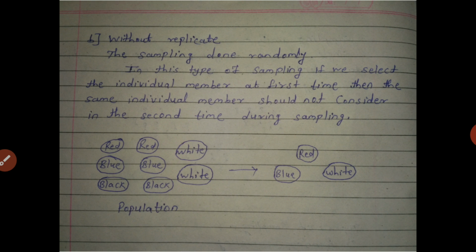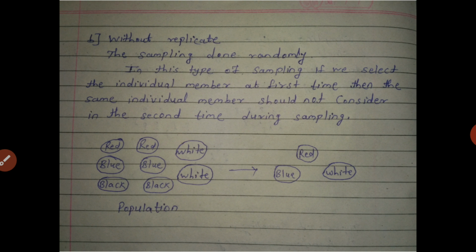The second type of random sampling is without replacement. In this case, it is the exact opposite of sampling with replacement. The sampling is done randomly again. In this type of sampling, if we select an individual member the first time, then the same individual member should not be considered the second time during sampling. So it's exactly opposite to sampling with replacement.